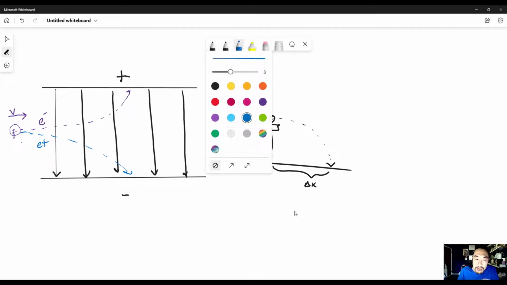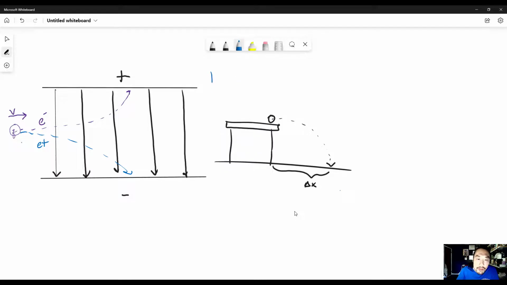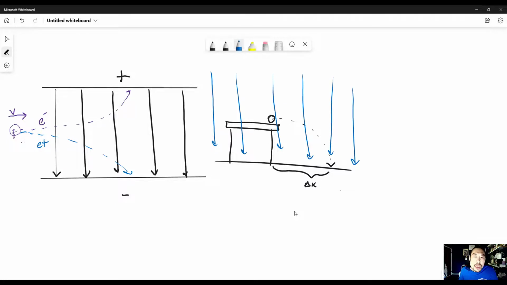we live in a gravitational field, right? And the gravitational field always points downwards, much like how I drew the E fields between these two charged plates. So because this object is within a field, it's going to experience the effects of the field. And that is where we're going to begin for this problem.